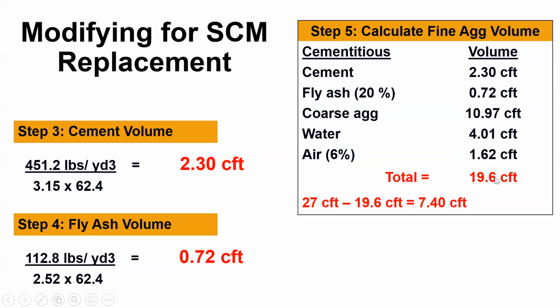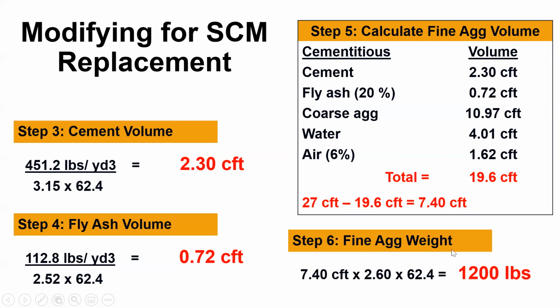If we add up this entire column, that'll be 19.6 cubic feet. So how do we figure out how much sand you need? Again, it's the filler, so anything left over to make it yield. 27 cubic feet is in 1 yard of concrete. So 27 minus the 19.6 equals 7.40 cubic feet. So that's how much fine aggregate we're going to have to use.